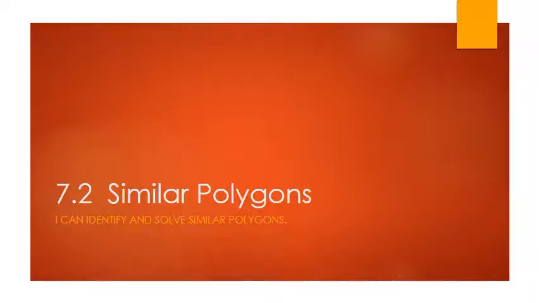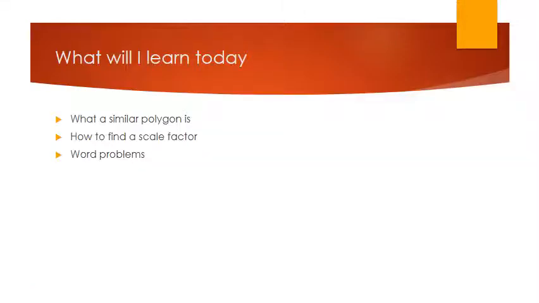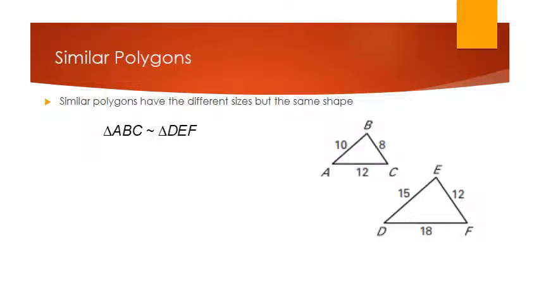Okay, so today we're going to talk about similar polygons. We're going to learn to identify them. We're going to find a scale factor. We're going to write similarity statements and do some word problems. So similar polygons basically have different sizes but the same shape.